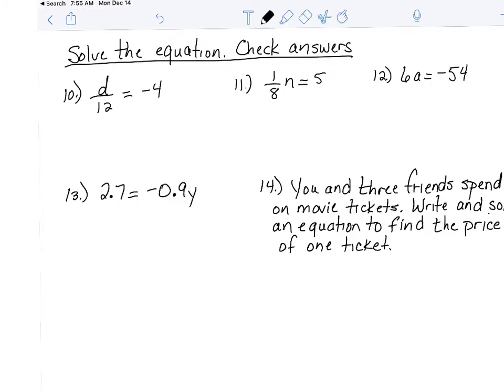Solve the equation, check the answers. This, I think, is number 12. How many solutions does an equation have, Sam?